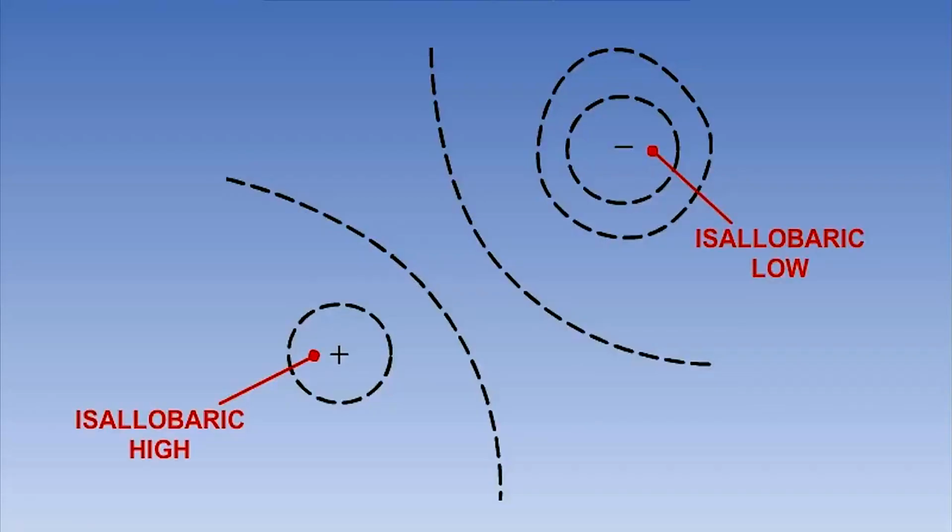Regions of falling pressure are shown by closed concentric negative value isallobars. These are called isallobaric lows. Conversely, regions of increasing pressure over time are shown by closed concentric positive value isallobars. These are called isallobaric highs. The knowledge of pressure change becomes important later on once we have an understanding of the significance of falling or rising pressure.